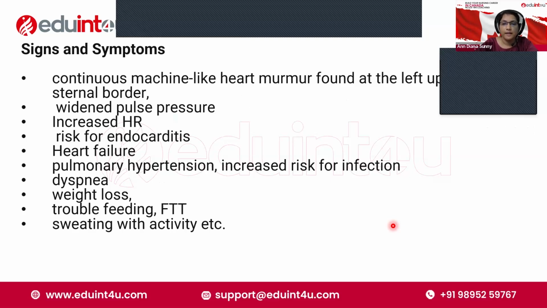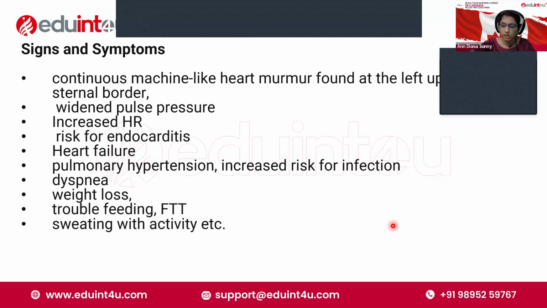So the signs and symptoms in patent ductus arteriosus include a continuous machinery murmur, or a machine-like heart murmur, found at the left upper sternal border. It is a continuous murmur heard both in systole and diastole, and also because the diastolic BP drops, there is a widened pulse pressure.